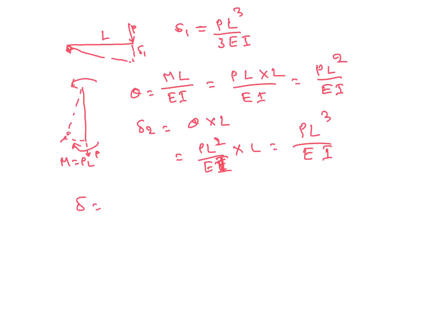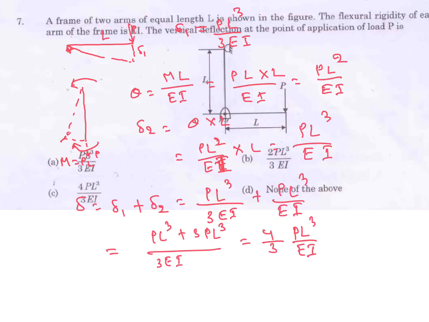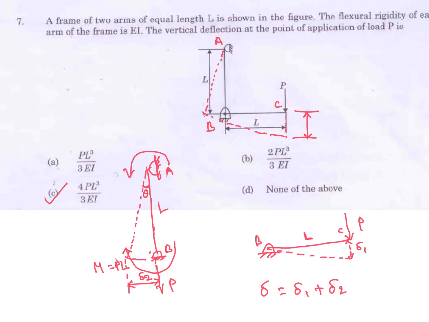So total deflection at the application of point load P will be delta 1 plus delta 2. It's PL cube by 3EI plus PL cube by EI. Plus 3 PL cube, so it will be 4/3 PL cube by EI. From option, 4/3 PL cube by EI, C is the answer. This is very important for GATE examination. Already asked in GATE examination this same question.